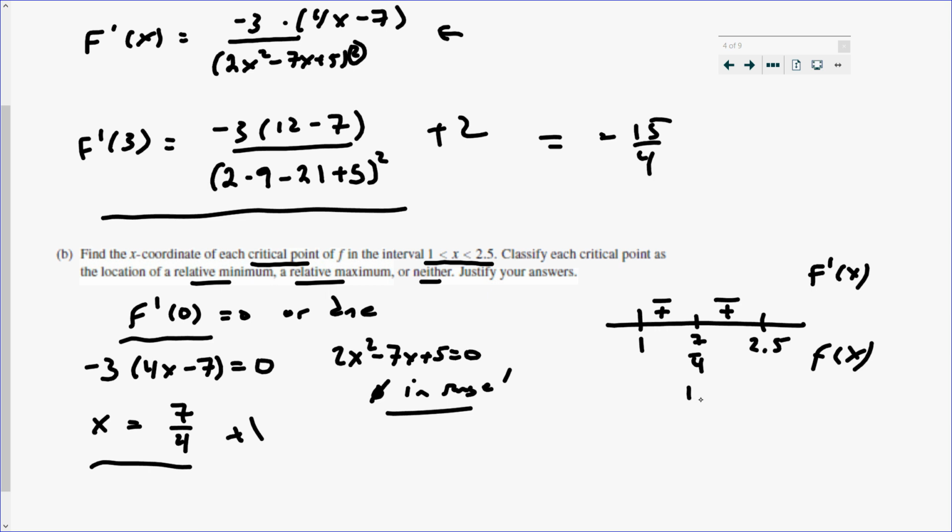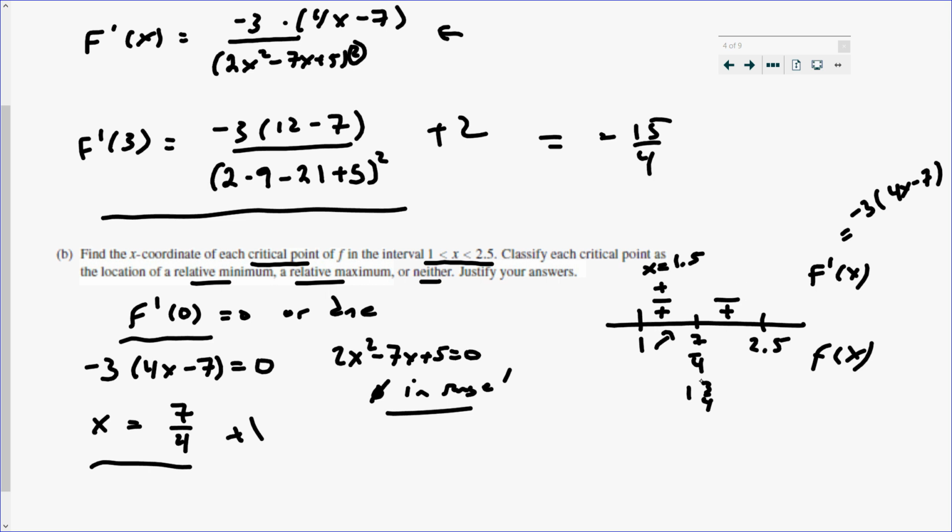That is 1 and 3/4. So I can pick 1.5. And if I plug 1.5 into the top, it's negative 3 times that 4x minus 7. And if we type that in, if we plug in x equals 1.5 over here, what we're going to wind up with is a positive value. So it's going up right here.